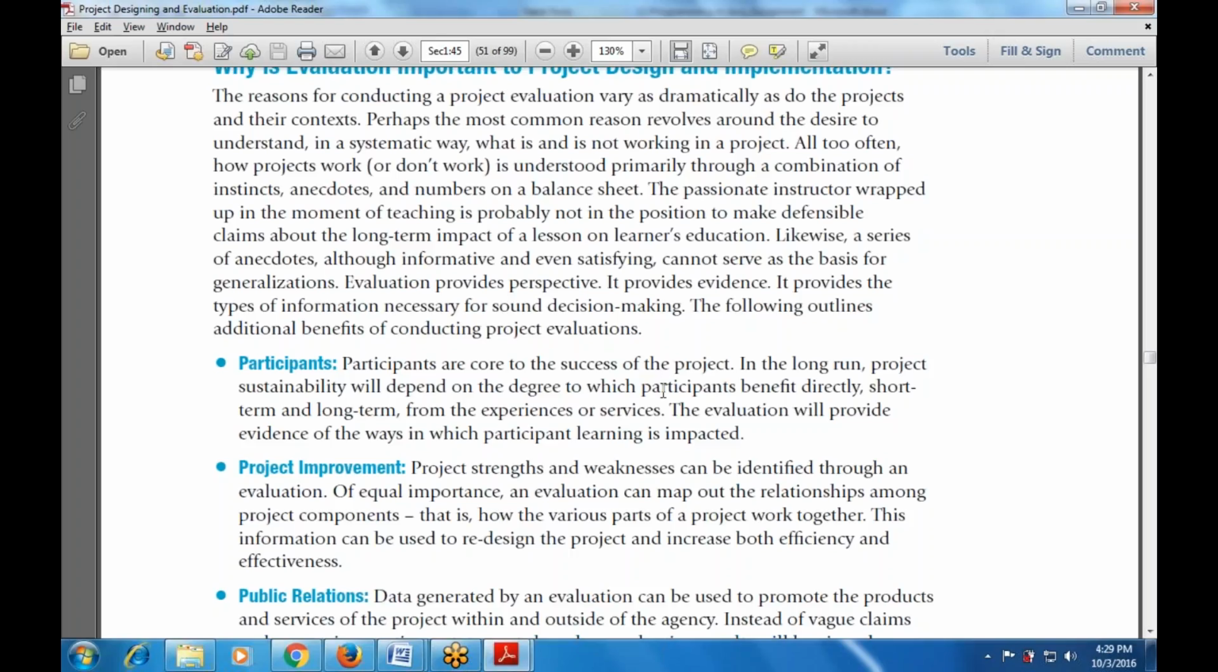So they are also learning, and they are impacted by the learning criteria. What are the main benefits, short term and long term, from the experiences or the services? And this evaluation will provide evidence of the ways in which participant learning is impacted, how it is impacted, and how participants are going to do in their learning.